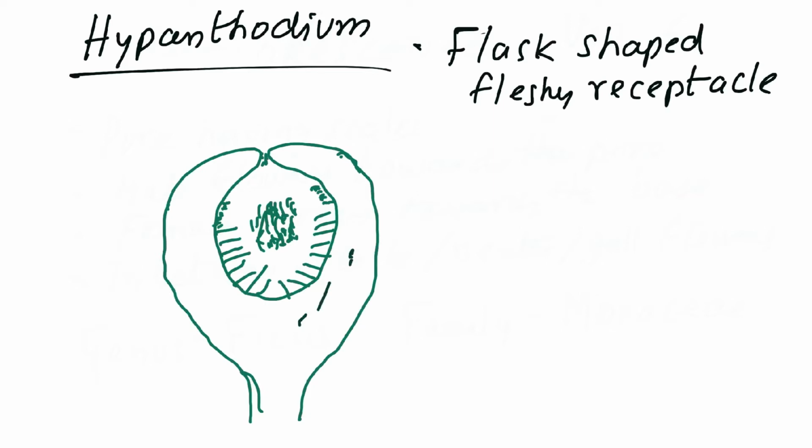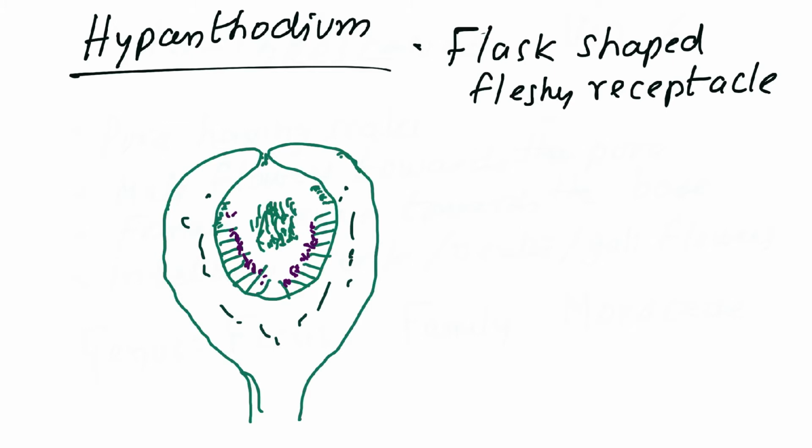So this kind of inflorescence is seen in the Ficus family, and the most common example, referred to by the diagram here, is that of the fig plant, that is Ficus carica, and anjir in the vernacular language. So these are the important parts of Hypanthodium.